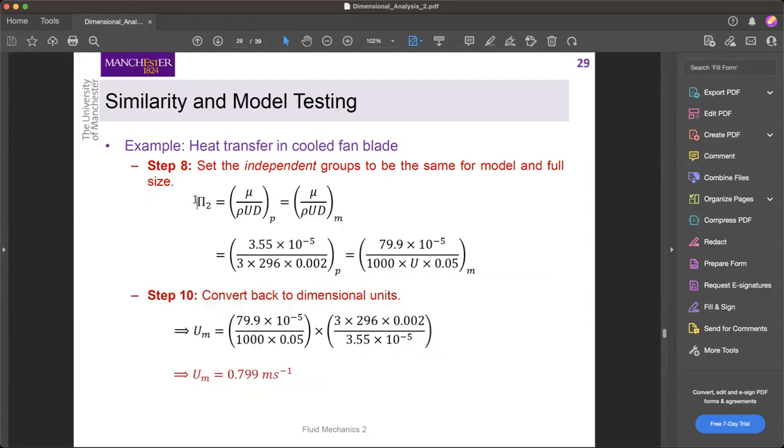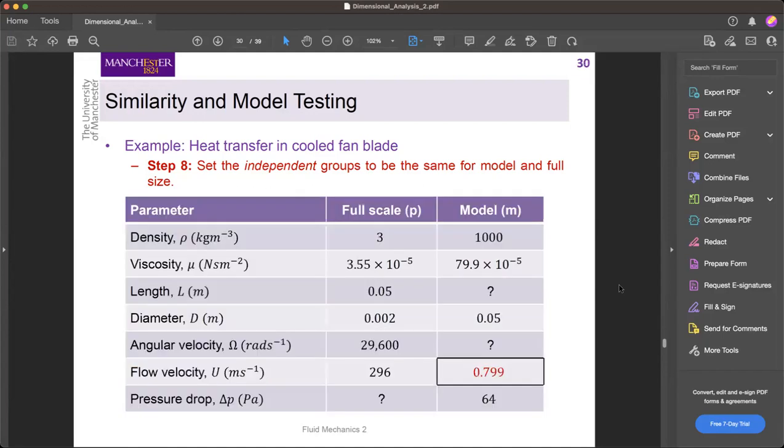So you take the pi group corresponding to the velocity, which is pi two, and you say that the pi group of the prototype is equal to the pi group of the model. You substitute in this expression all the quantities you know, mu, rho, u, d of the prototype, mu, rho, d of the model. You have this equation in just one unknown, u model. You solve for u model and you obtain this. This is the velocity of your model. And then you put it here in the table.